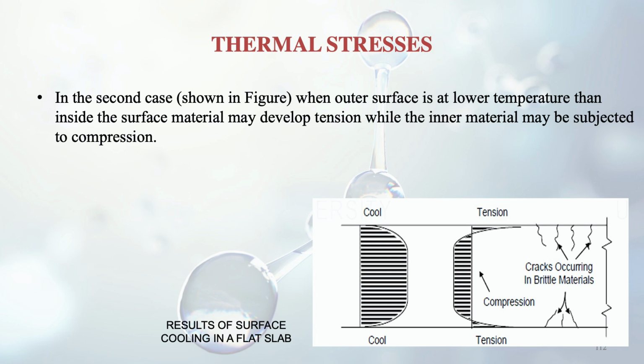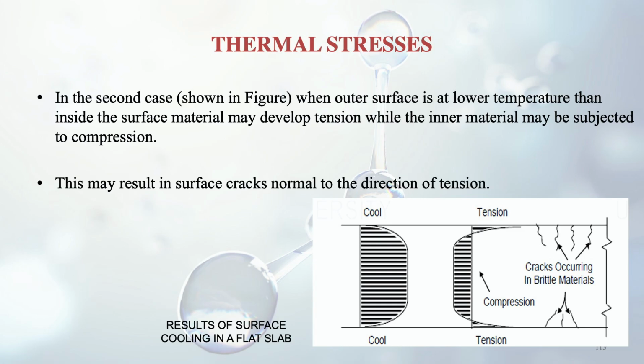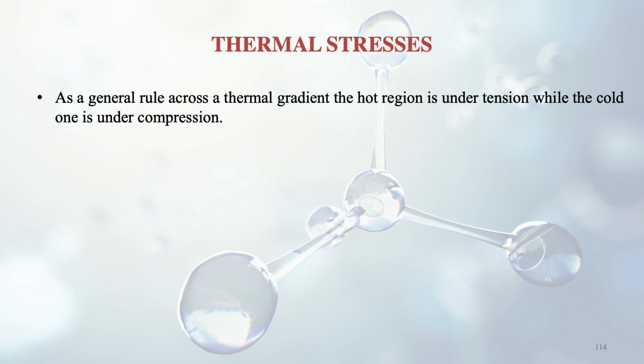In this case, the outer surface will be in tension, whereas the inner one will be in compression. So now the failure will take place in a direction normal to the direction of tension, meaning perpendicular to the axial direction. It will not be at 45 degrees. So these were the two cases of thermal stresses. As a general rule, we can say that across a thermal gradient, the hot region is always under tension, whereas the cold one is under compression.